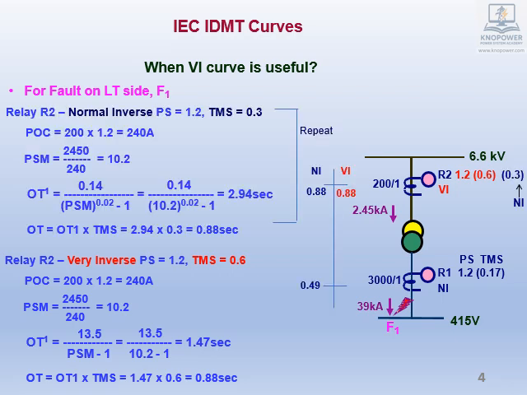For easy visual comparison, the calculation with NI for R2 is given. It is just a repeat of what we have done earlier. Now you may wonder what great we have achieved by choosing VI for R2. After all, the operating time of R2 is the same in both cases. The real advantage comes when we shift the fault to the HT side of the transformer, as we will see next.